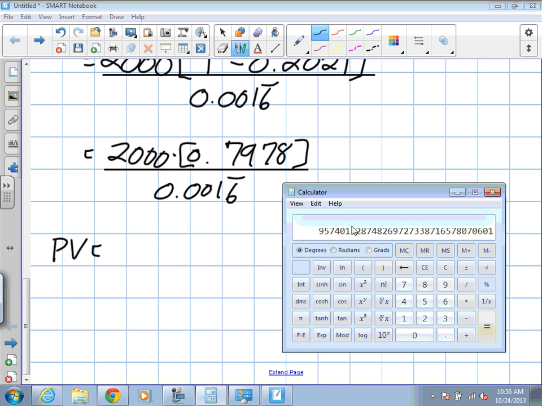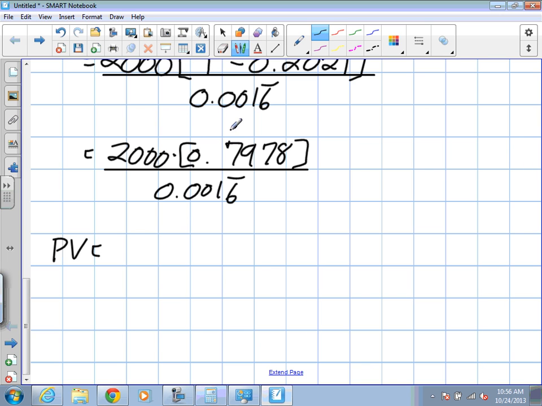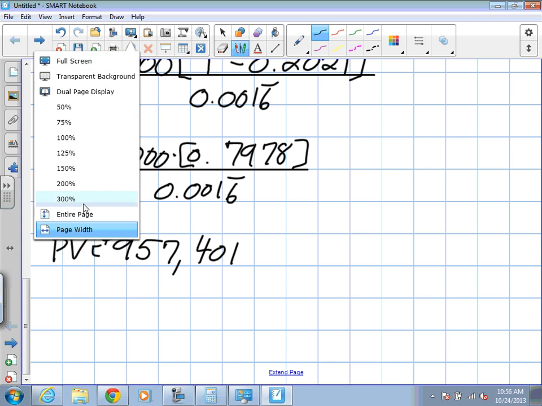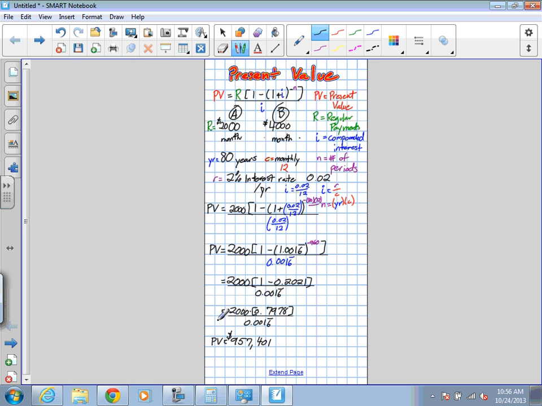wow, that's a pretty small amount of money. $957,401. And I'm not sure what the cents were, but according to this, to live off of $2,000 every month, we need to put in $950,000. So $50,000 short of $1 million, assuming we get this interest rate. It's not bad. It's a large sum of money to put in right now, but a little less than we expected.